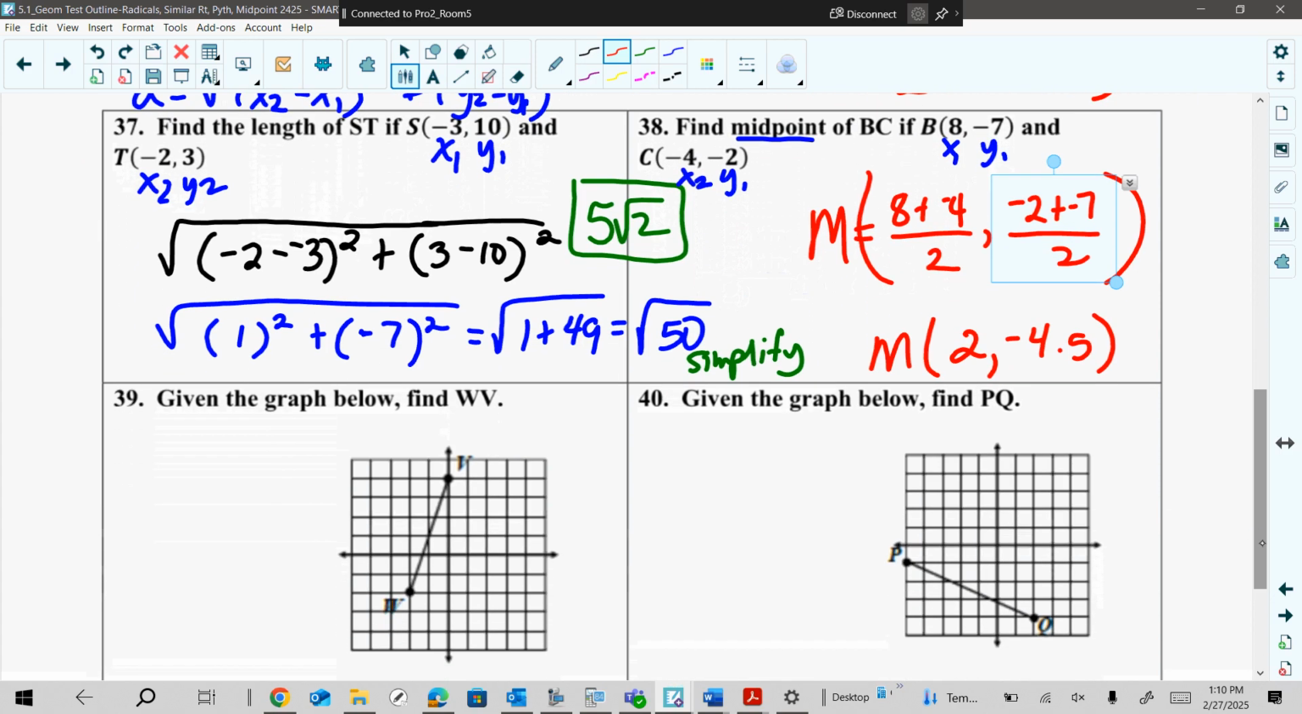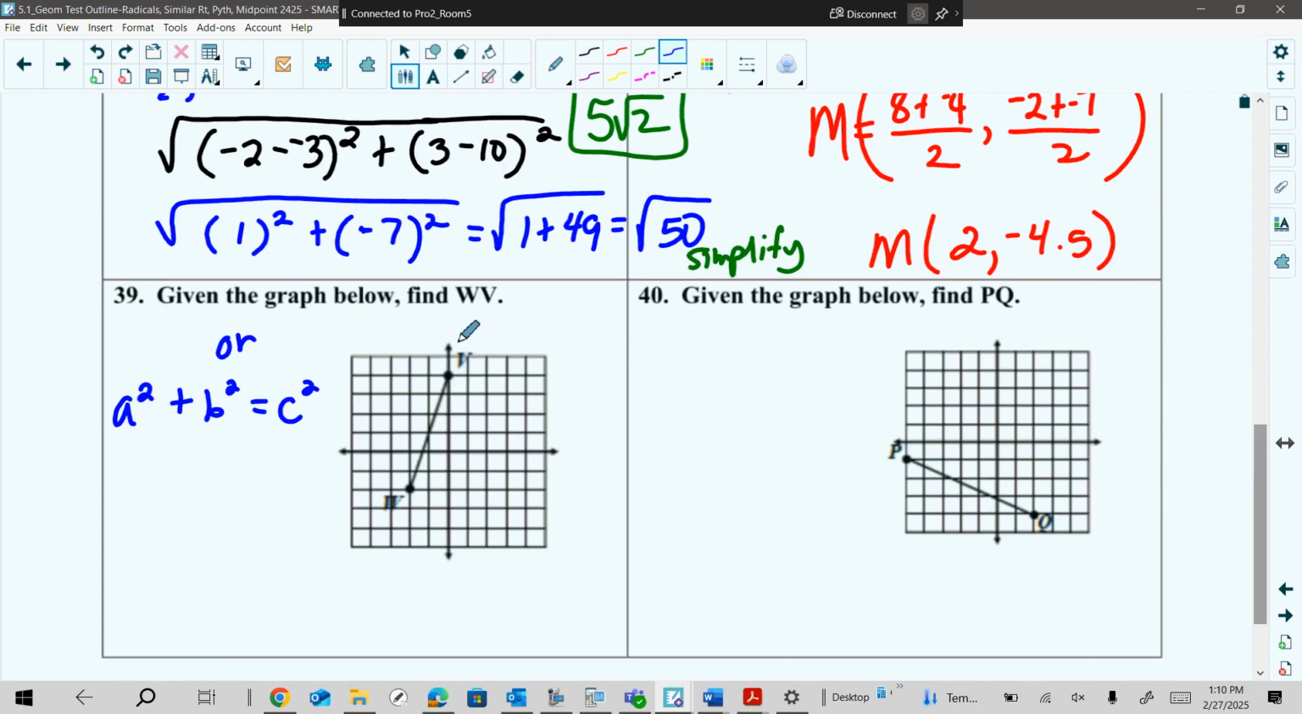If you're given the graph, instead of doing the distance formula, you could do Pythagorean theorem. But in order to do Pythagorean theorem, you have to create the right triangle. So you have to draw the legs. So this would be going up 6 units, and then the horizontal leg is 2. So then I can plug that in and say 6 squared plus 2 squared equals c squared.